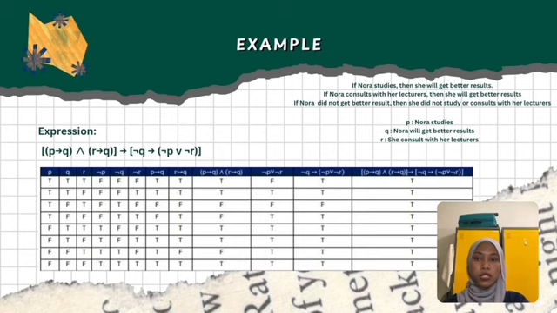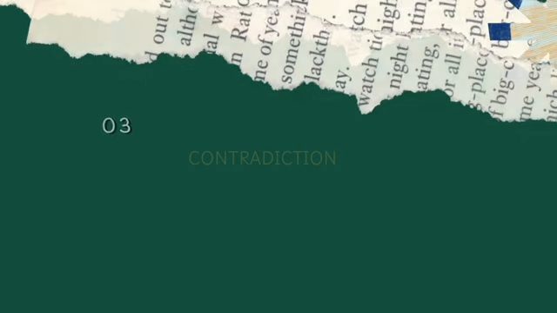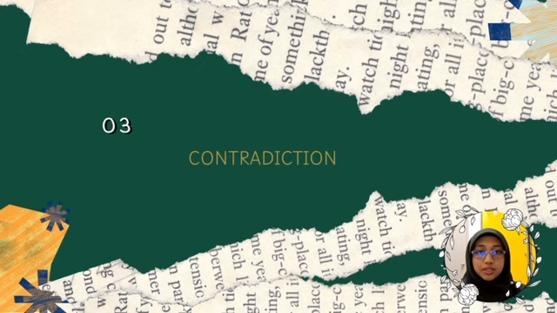consult with her lecturer. There are P, Q, R, not P, not Q, not R, P implies Q, R implies Q, P implies Q and R implies Q, not P or not R, not Q implies not P or not R, and the expression in the truth table. As shown in the truth table, the expression results in all true values. Now we go to the third one, which is contradiction.